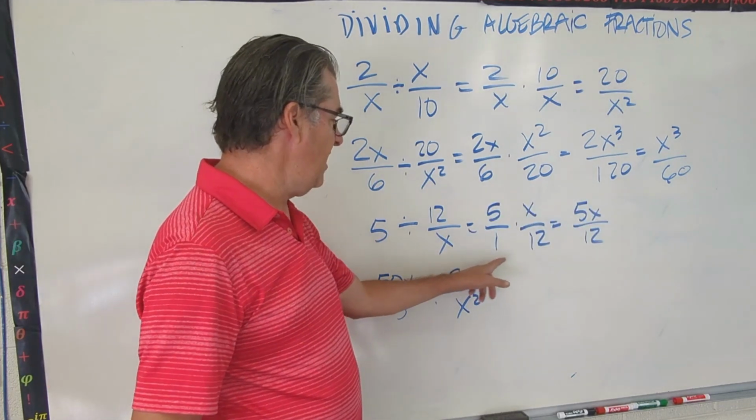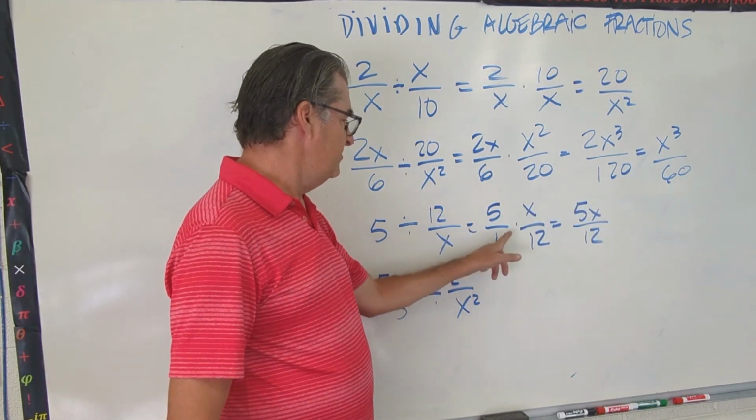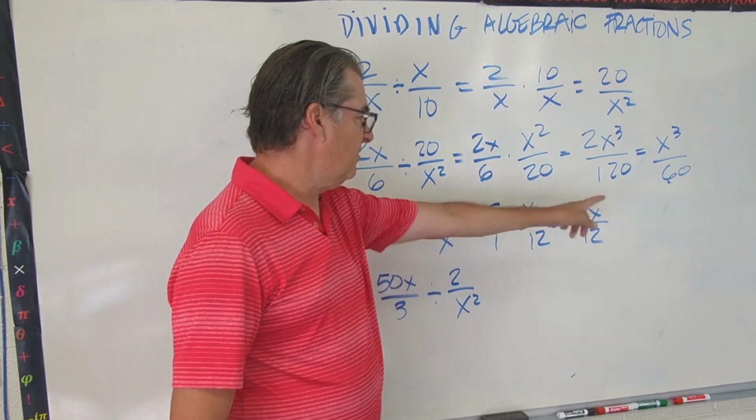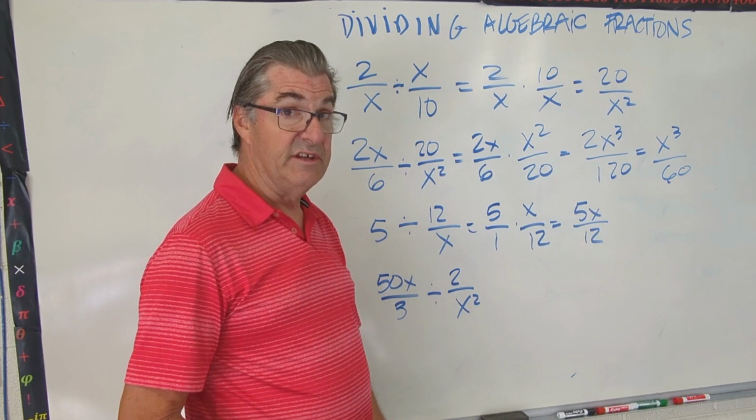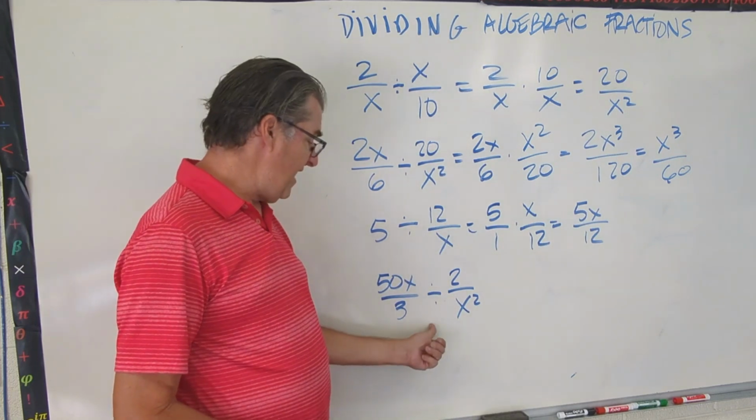Okay, so this one I just flipped my second fraction, changed it to multiplication, multiply across the tops and the bottoms, and I get 5x over 12. No canceling there. Okay, try that one.